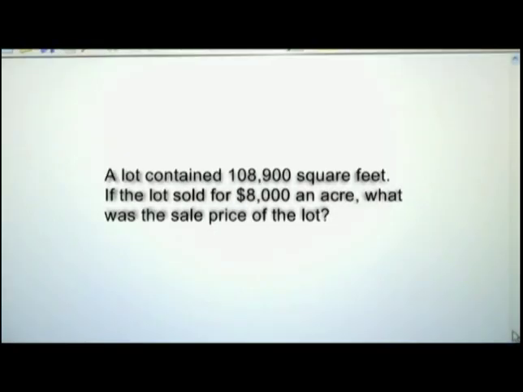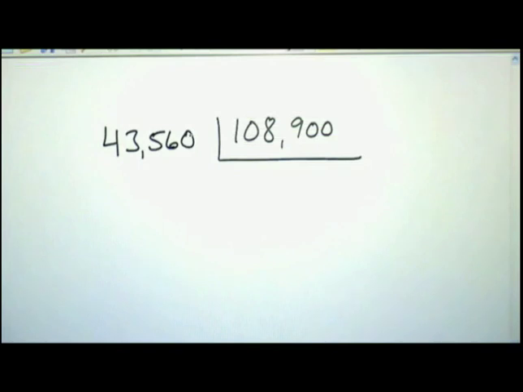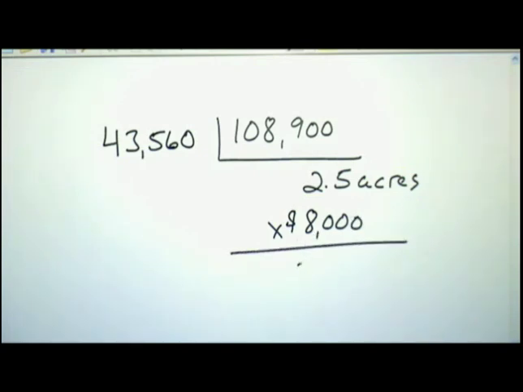A lot contained 108,900 square feet. If the lot sold for $8,000 an acre, what was the sales price of the lot? So I take my total square footage of 108,900 and I divide it by the number of square feet per acre, which is 43,560. As you can imagine, this is a number you're going to need to know for the test. So if I divide, I come up with 2.5 acres. If each acre sold for $8,000, 2.5 acres times 8,000 an acre gives me a total sales price of $20,000.